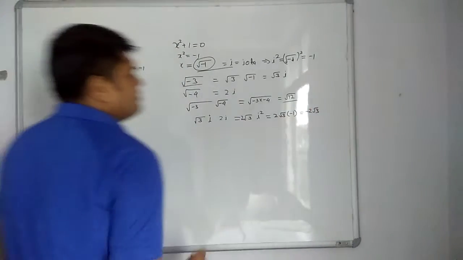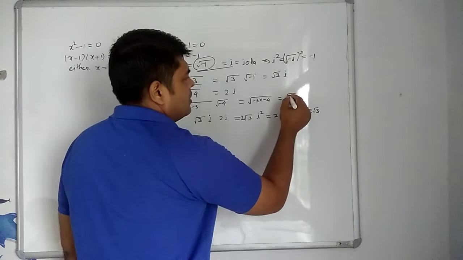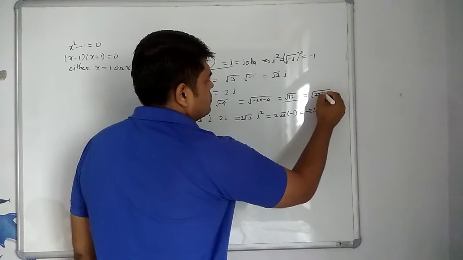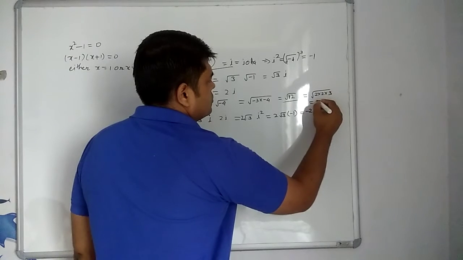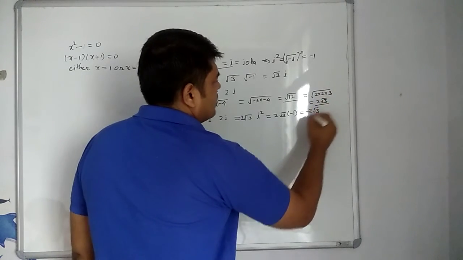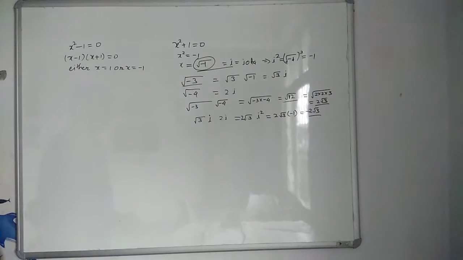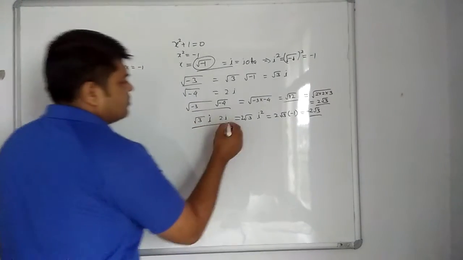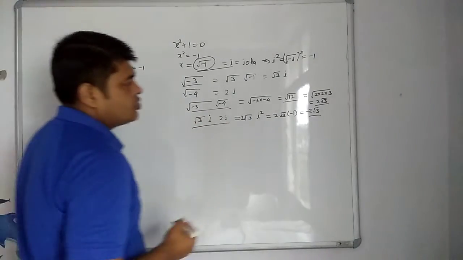In this case you have root under 12. And root 12 can be written as root under 4 into 3, that is 2 root 3. So are we getting the same answer? No. Your answer is no. We are not getting the same answer. So what should be the rule?